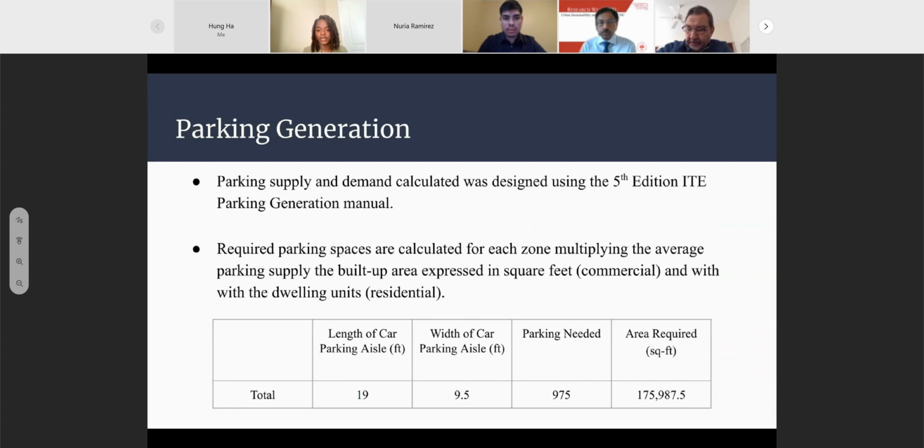For the parking generation, we follow the ITE Parking Generation Manual, the fifth edition, and to find it, we use the formula multiplying the average parking supply by the built up area. For residential, it was multiplied by the dwelling units, and for commercial, it was multiplied by the square feet.